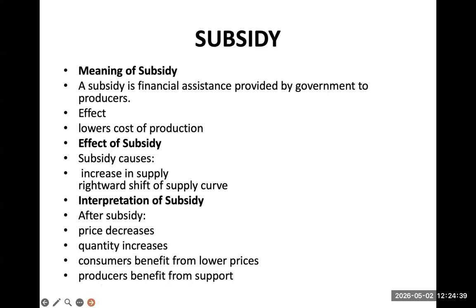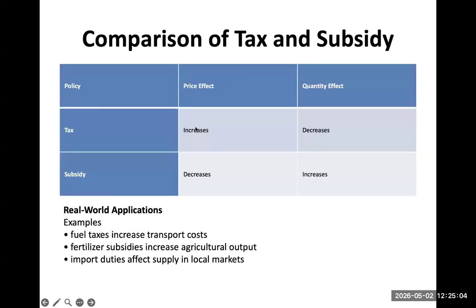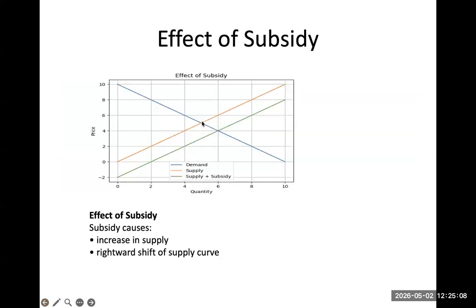So when there's a subsidy, the effect of the subsidy is that it causes an increase in supply. And whenever there's an increase in supply, you will see a rightward shift of the supply curve, from the orange to the green line. The rightward shift.